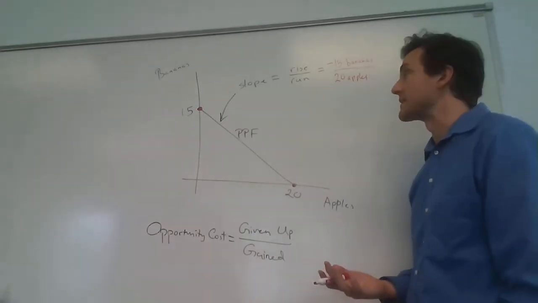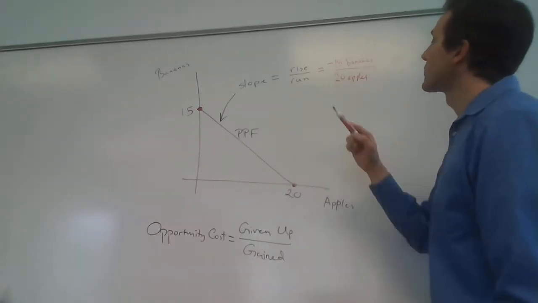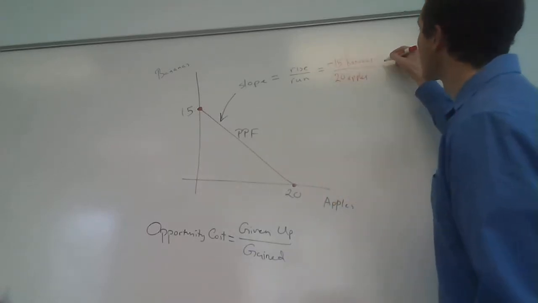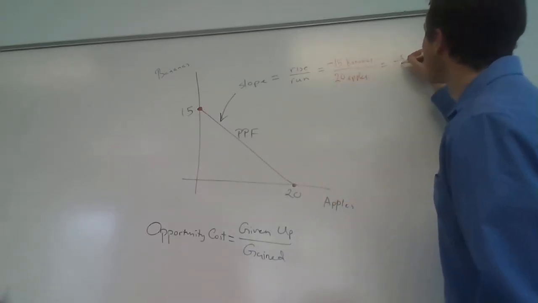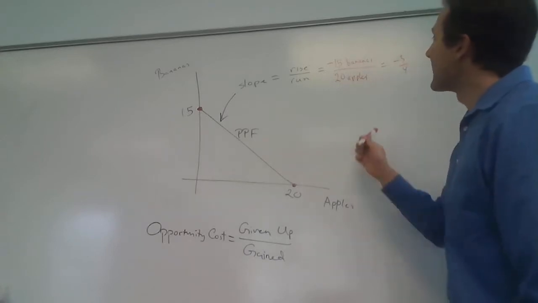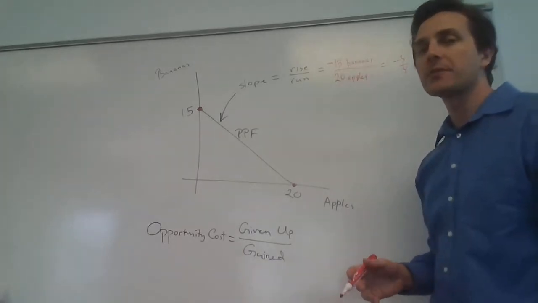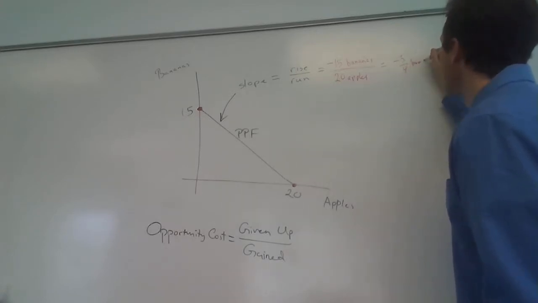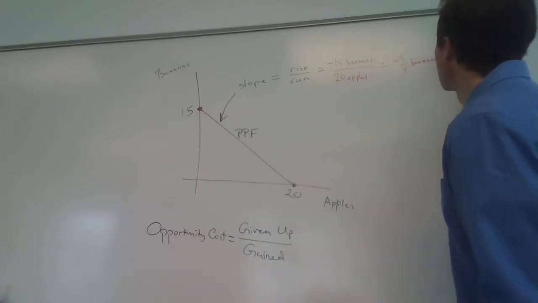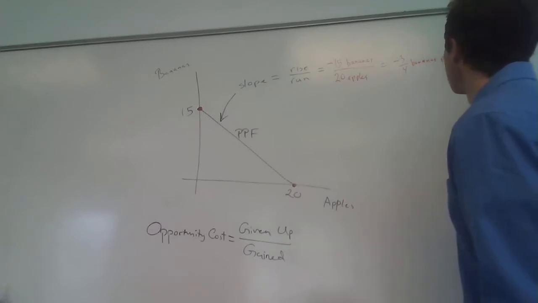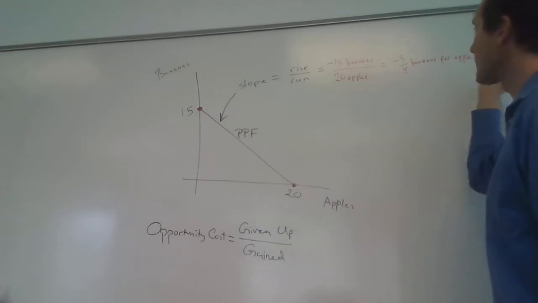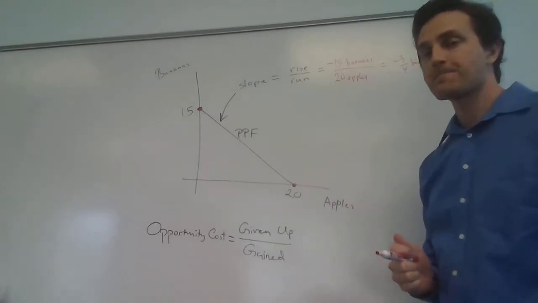And we can reduce this. Negative 15 over 20 is negative 3/4, and the units are bananas divided by apples, so we can rewrite that as bananas per apple. So the slope here is essentially negative 3/4 bananas per apple.